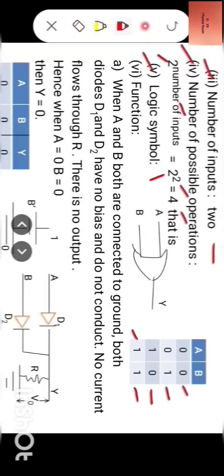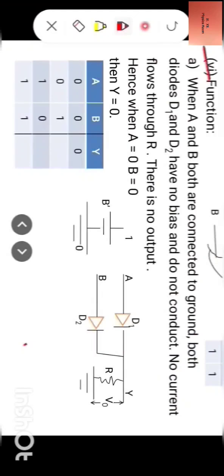Now fifth, logic symbol. This is the logic symbol for the OR gate. Wherever you see such a diagram, immediately you assume that it is an OR gate. Okay.